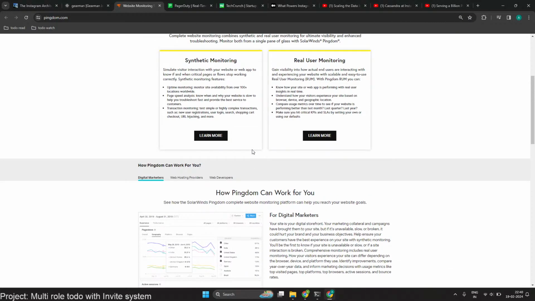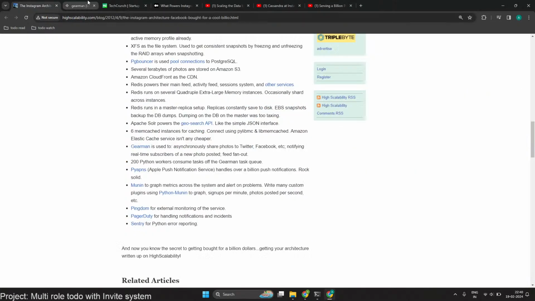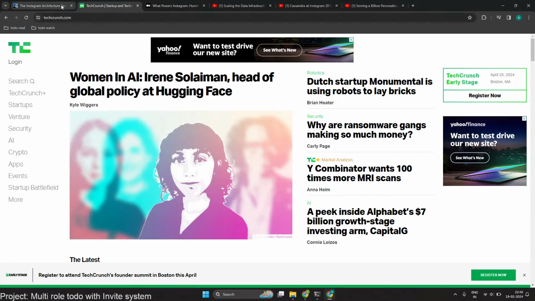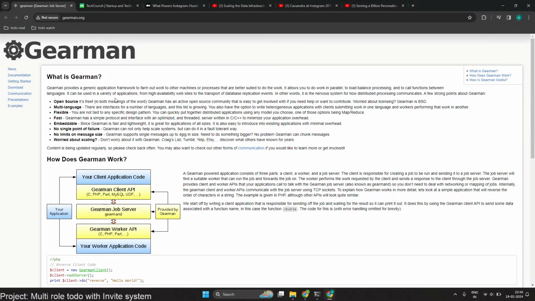Pingdom can work. Okay. The operation framework is for the machine, so that's what it is. How is it to do work in parallel, to loop, and a simple function.